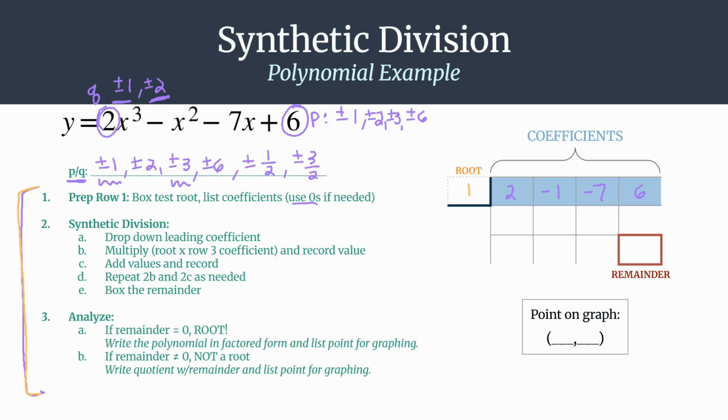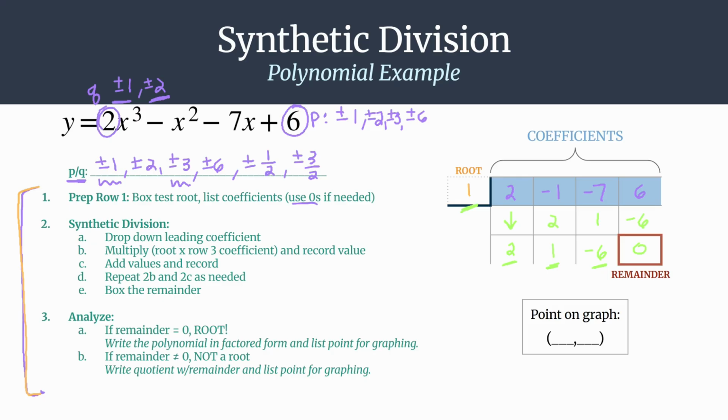So we initiate by bringing down our leading coefficient, recording it in row 3. And now we're going to multiply our root times our row 3 coefficient. So 1 times 2, and record that in row 2 of the next column over. Then you add that second column, so negative 1 plus 2, that's positive 1. And then you're just going to repeat this process until you reach the end of your setup. So we have 1 times 1, of course, is 1. We add this column, negative 7 plus 1 is negative 6. Repeat, 1 times negative 6 is negative 6. We add, and we see here we have a remainder of 0.